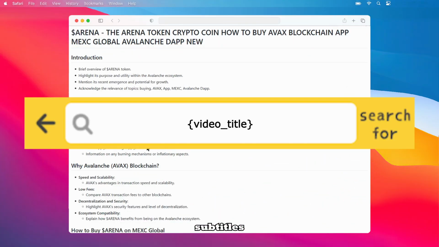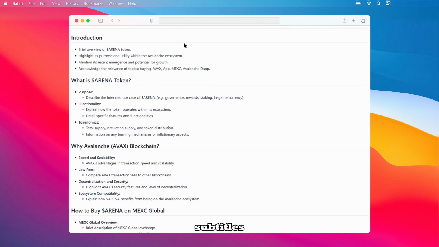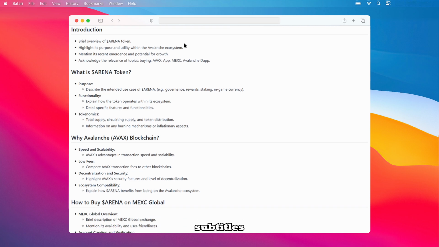Today, we're diving into Dollar Arena, the Arena token, a new crypto coin, and how to buy it on the AVAX blockchain using an app on MEXC Global and Avalanche DAPP. We'll cover the key points related to buying AVAX, the dedicated app, MEXC Global, and the Avalanche DAPP itself.